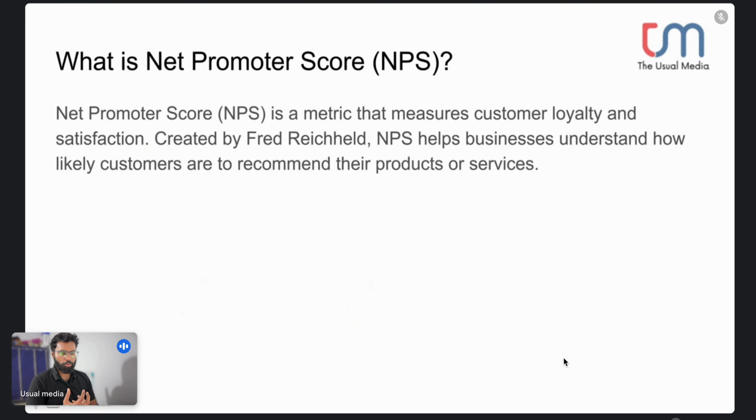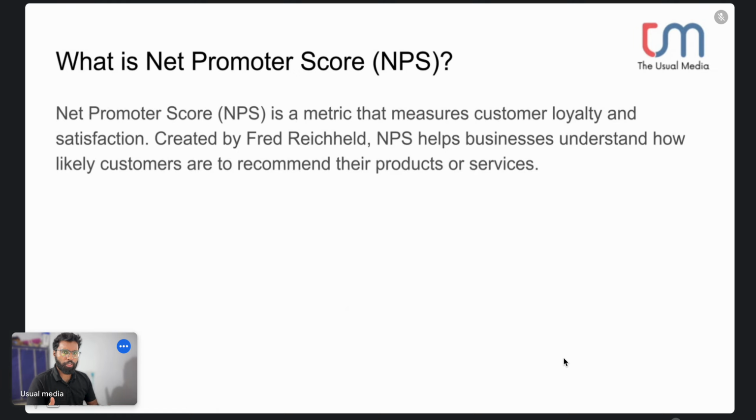What is Net Promoter Score? So Net Promoter Score (NPS) is a metric that measures customer loyalty and the customer satisfaction. It helps the business to understand how likely the customer is going to recommend your product or services to their friends. Now, let's take an example.